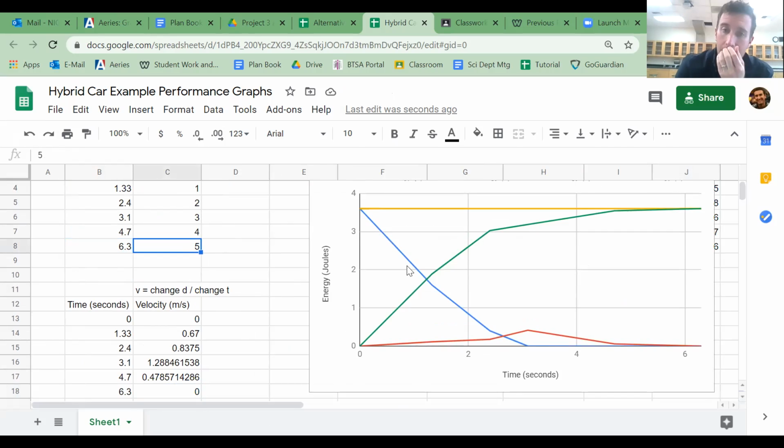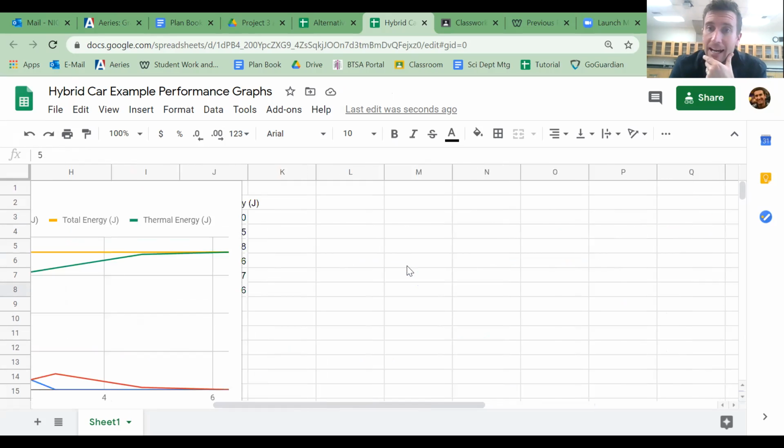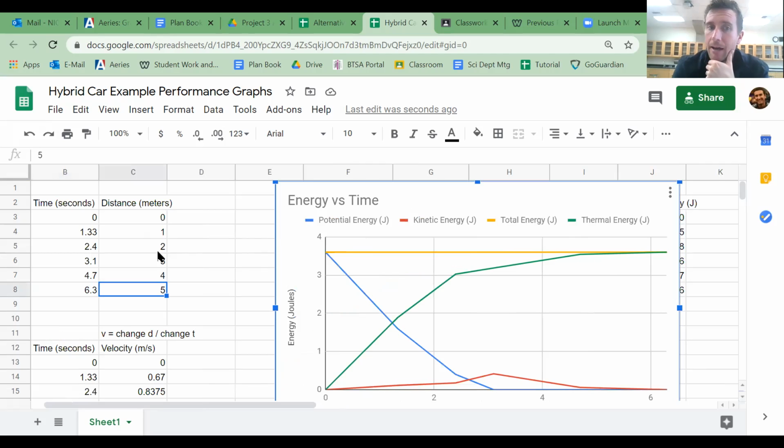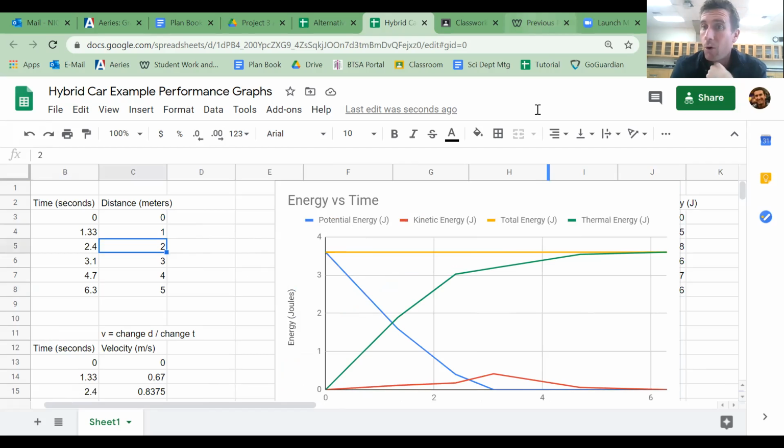Cool. So that's an example of how you could set up for that graph. I will share this document with you as well so that you can take a look at what the equations are and work from there. Awesome. Enjoy doing some performance graphing.